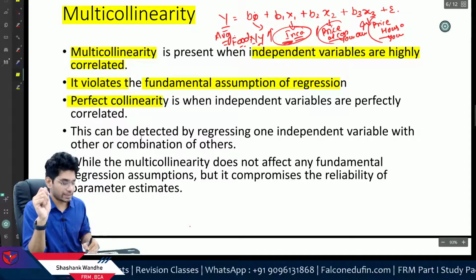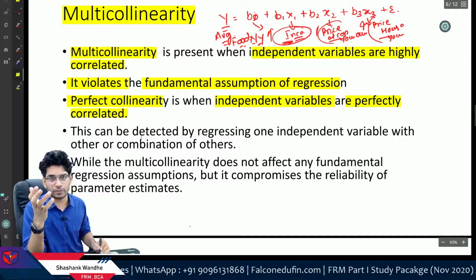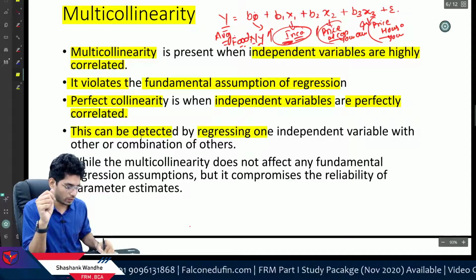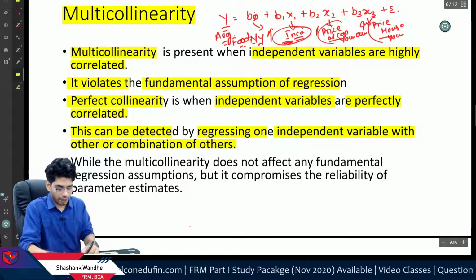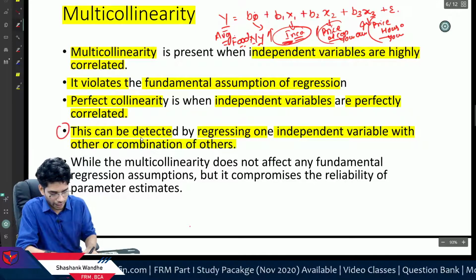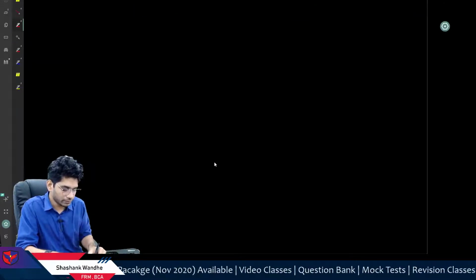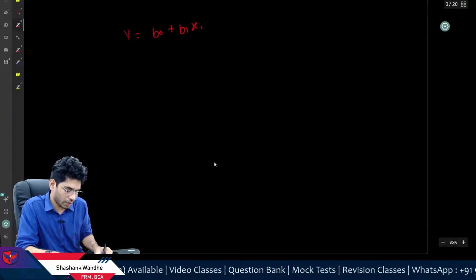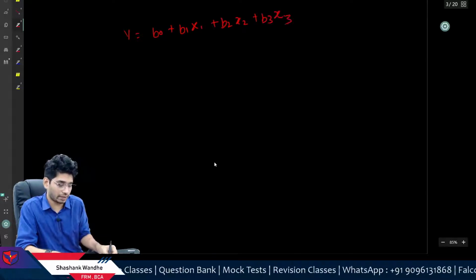Perfect multicollinearity is when the independent variables are perfectly correlated. It's like a very high correlation in all these variables. This can be detected by regressing one independent variable on a combination of the others. So first step, how to identify the multicollinearity. Just see here. So this is your model, B0 plus B1 x1 plus B2 x2 plus B3 x3, like that, right?